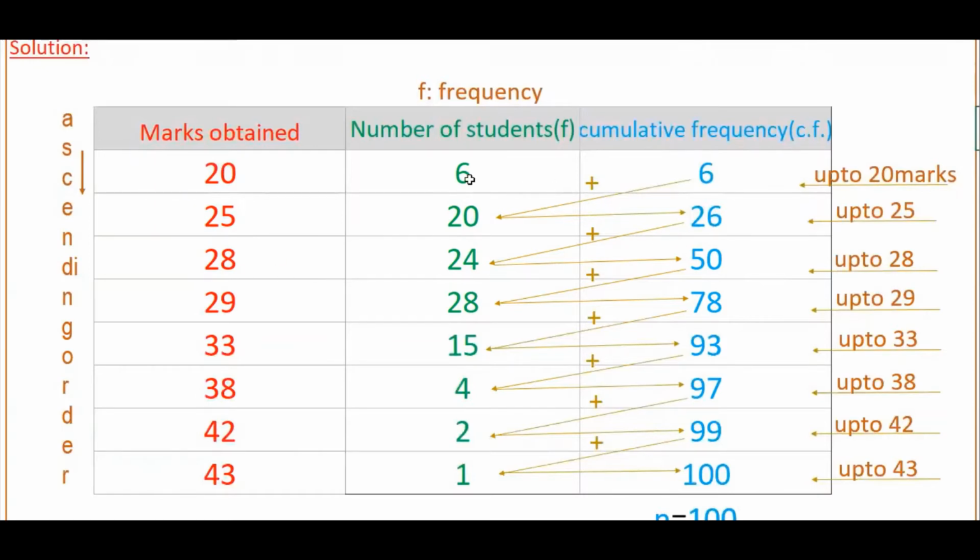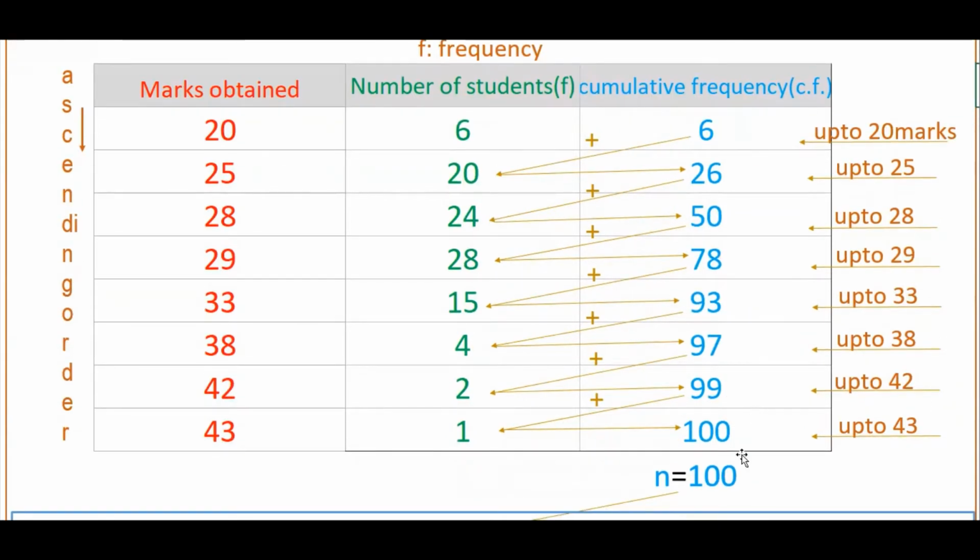So for this you have to add like this. First, up to 20 marks 6 students got, and 6 plus 20 is 26. Then 26 plus 24 is 50. 50 plus 28 is 78. 78 plus 15 is 93. Like this you have to add to get cumulative frequencies. So the total number of students is 100, that is given in the problem.